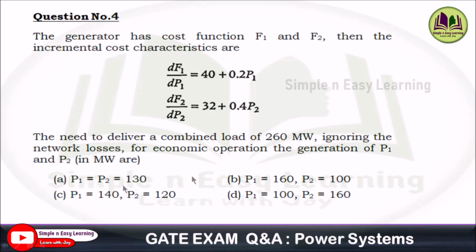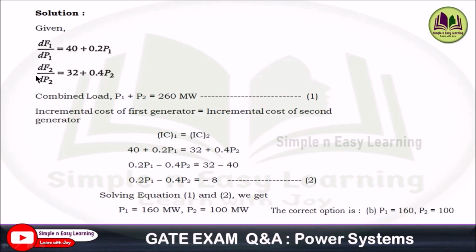The options are: P1 equal to P2 equal to 130; P1 is 160, P2 is 100; P1 is 140, P2 is 120; P1 is 100 and P2 is 160. Solution. The given incremental cost functions are these, and the combined load is 260 megawatt. Now the incremental cost of the first generator will be equal to the incremental cost of the second generator. So this is the optimum condition.